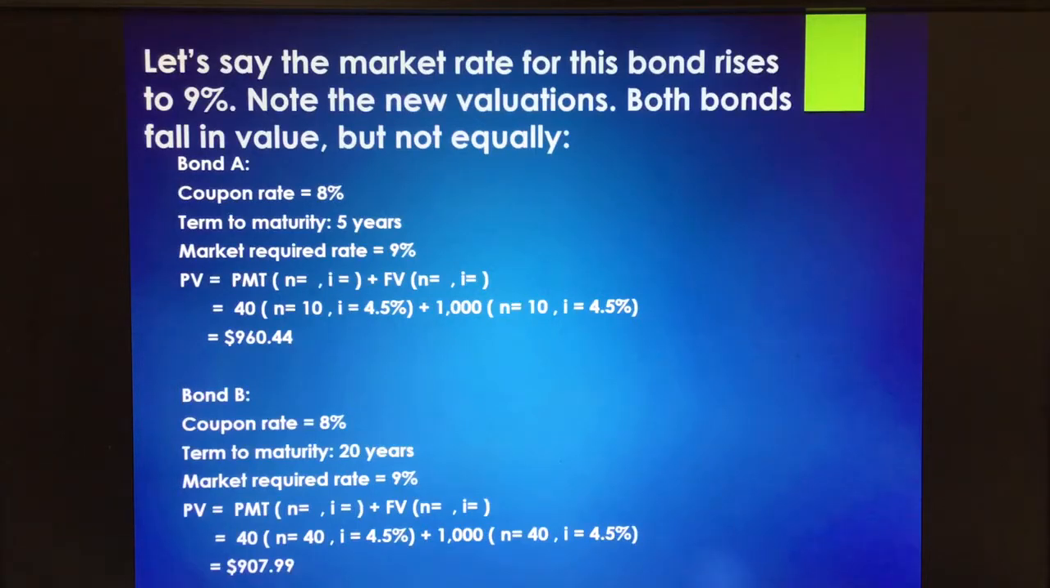Once again, make sure you're comfortable with this model. They're the interest payments. They haven't changed. The N hasn't changed. But you notice in both cases, I is 4.5%. That is the 9% divided by 2. And notice also that with that increase in interest rates, the values of both bonds go down. But in fact, the value of the long-term bond, bond B, goes down much further, doesn't it? Bond A's value dropped from 1,000 to 960. Bond B's value dropped from 1,000 down to 908.